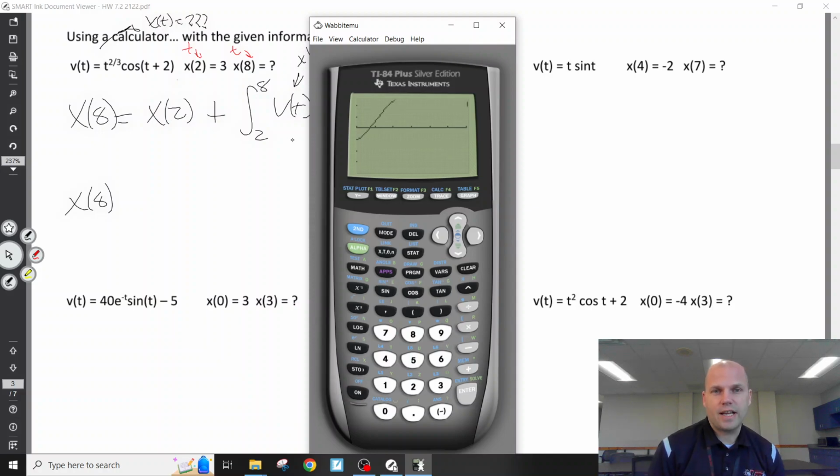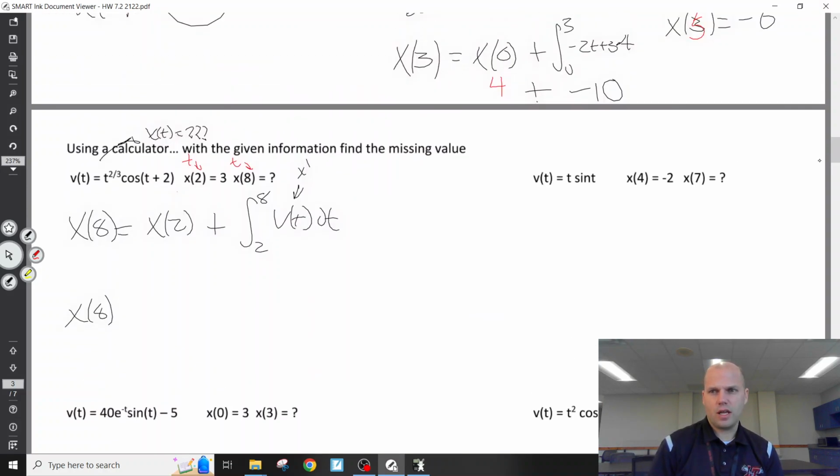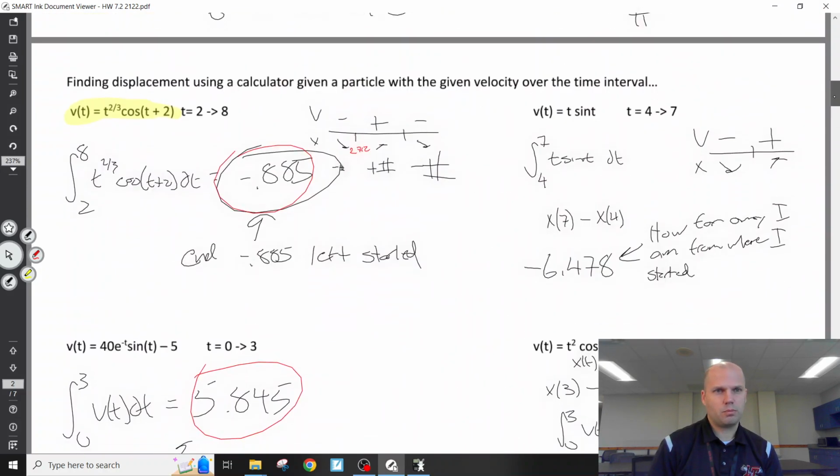Okay, my velocity is negative. I move to the left a little bit. I move to the right a lot. I move to the left even more. I think this is when we ended up like 0.88 away, right? Did we already do this, 2 to 8? Did I set up this homework perfectly? I did.